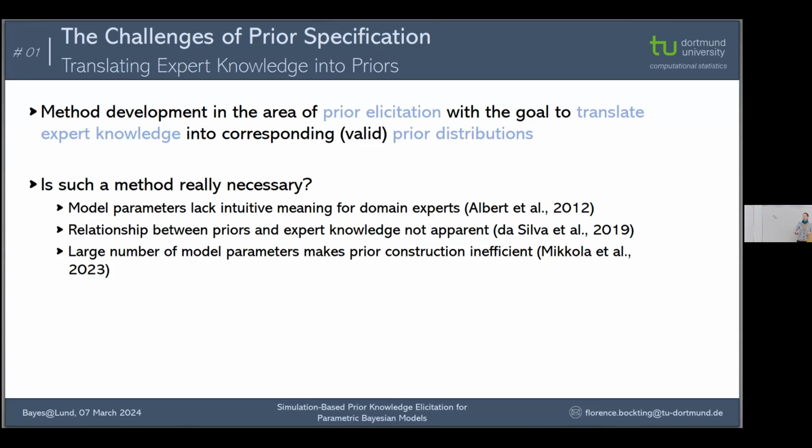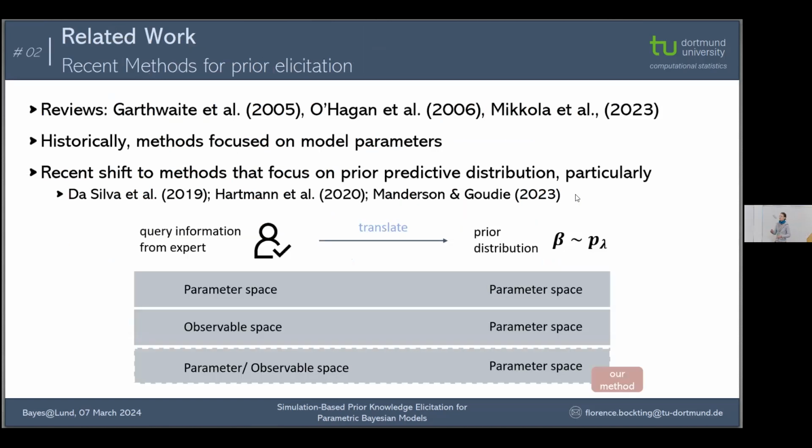But the crucial question is now how we can translate this knowledge into the parameter space and then construct prior distributions for the parameters. And this becomes even more difficult when the parameters are on a different scale, like on the log scale. Of course, this is not a new question or a new problem. It's actually a rather old one.